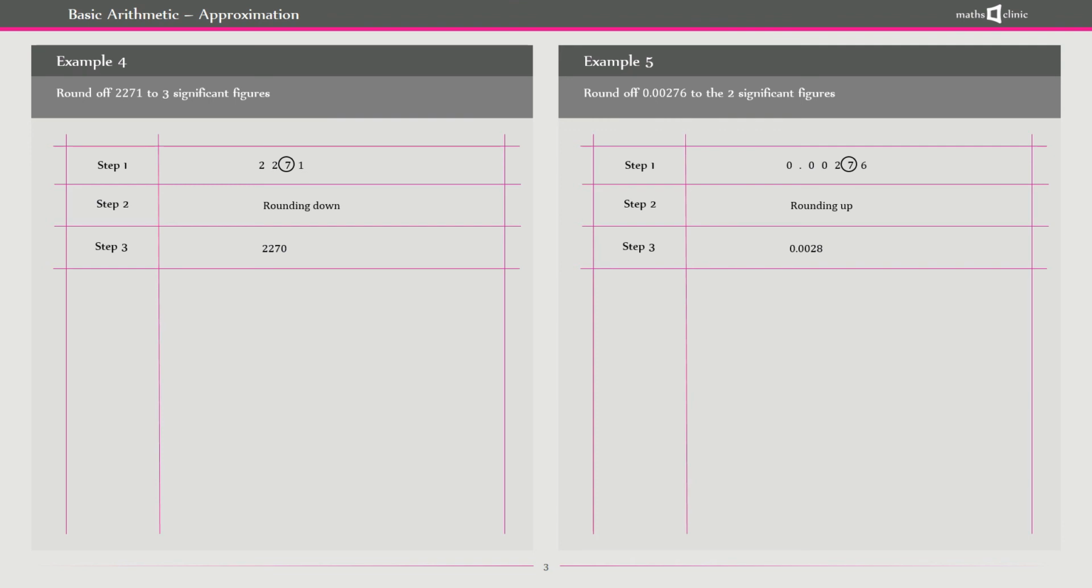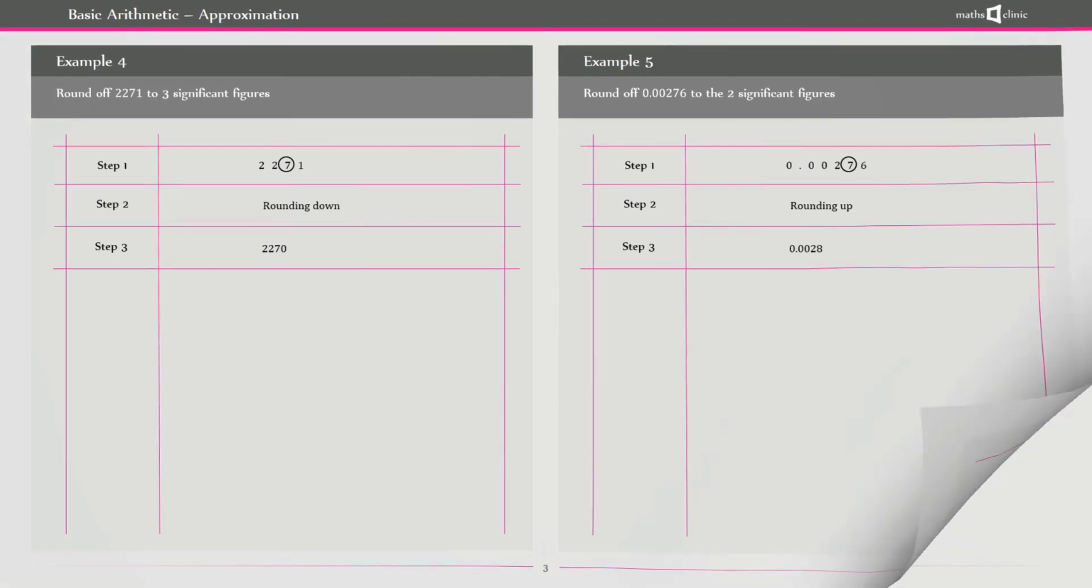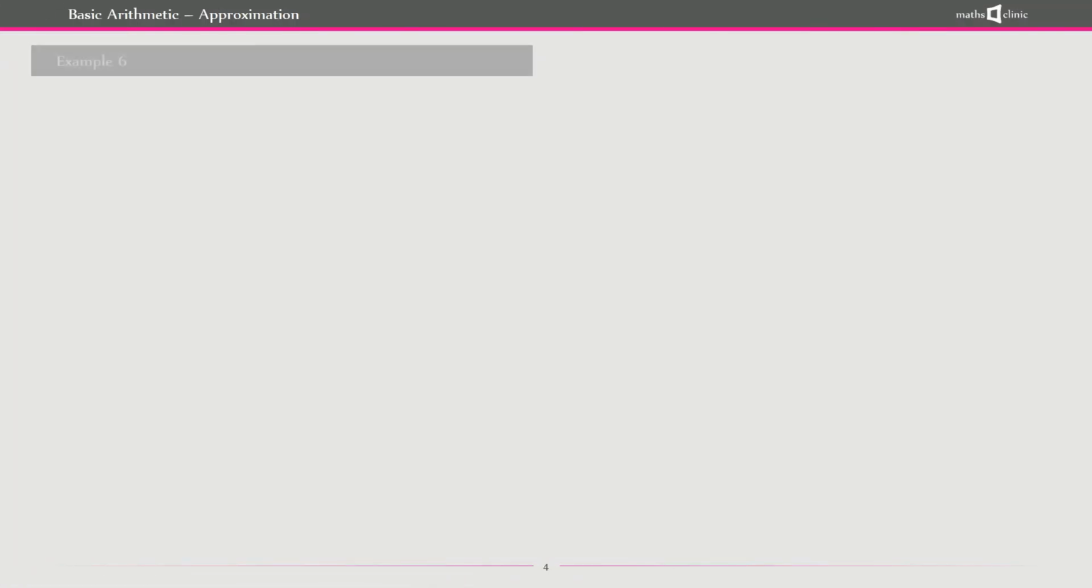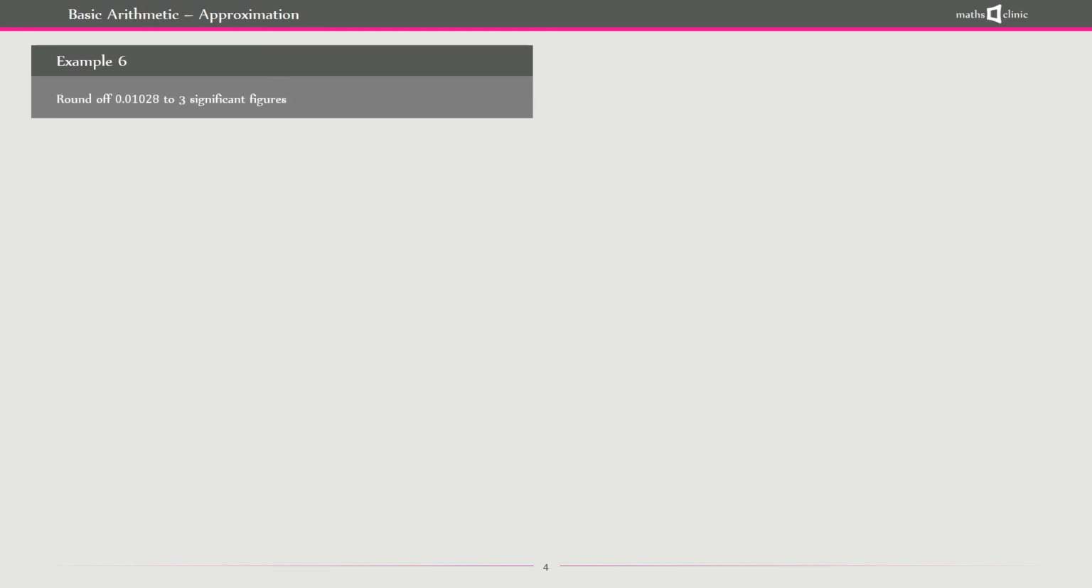Now let's do our final example, and our final example is actually very interesting. Example 6 says round off 0.01028 to 3 significant figures. So we have 0.01028. Now where do we start counting from?